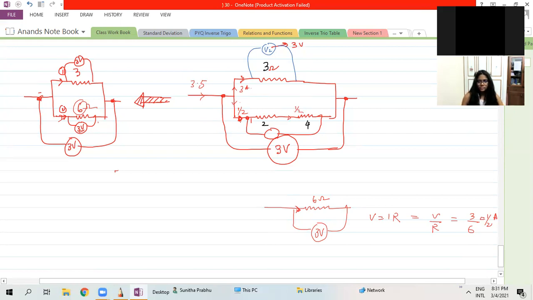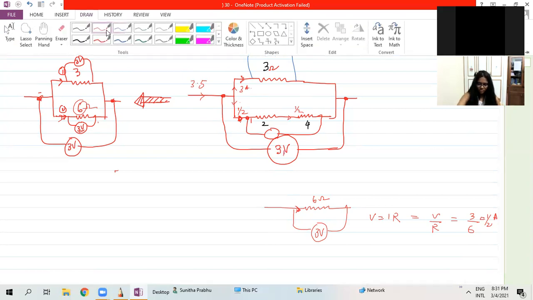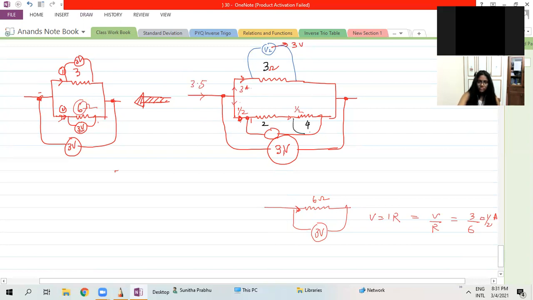Now you zoom out and say, I have to now find across this fellow. What will you do? You have to find the current again. Because this is in series, current will not split. Whatever current passes through this will have to pass through this. That we have found out to be half. We need to find voltage, right? Yes, very good. So it'll be V equals half into 2 and V equals half into 4. Half into 2 we didn't want, we only want this fellow.